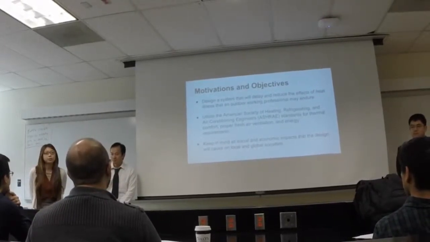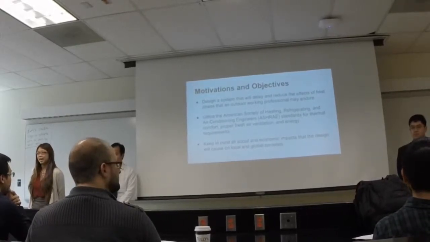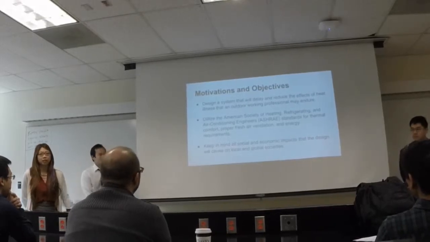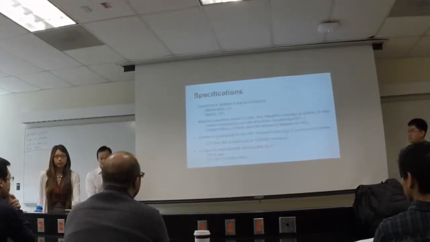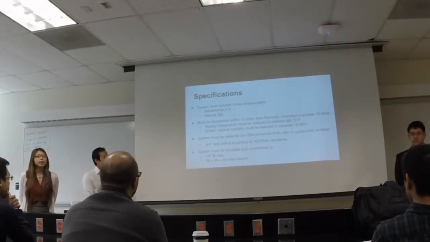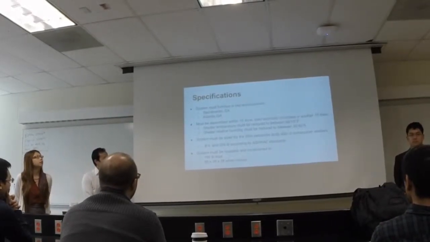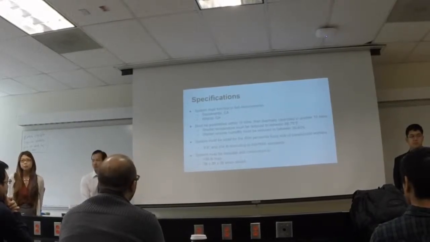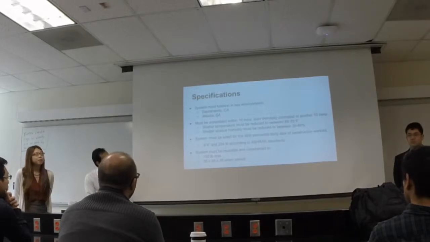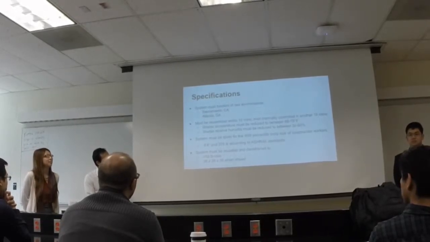We're following the ASHRAE standards with all of our design and our calculations, and we're keeping in mind all social and economic impacts locally and globally. Some of the specifications of the design are that it has to work in two environments: Sacramento, which is high temperature, low relative humidity, and Atlanta, which is mid to high temperature and high relative humidity.